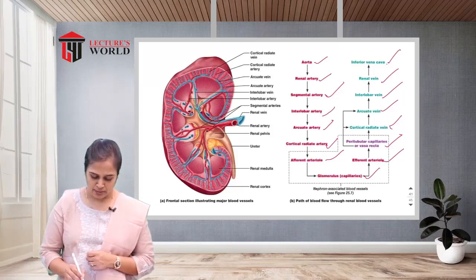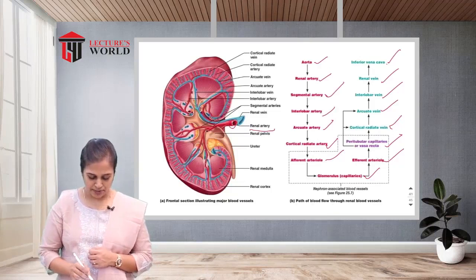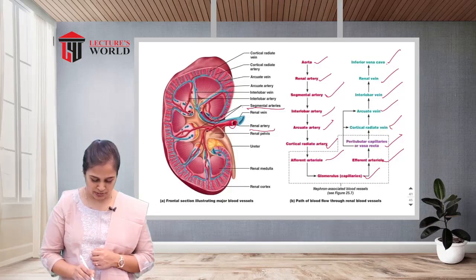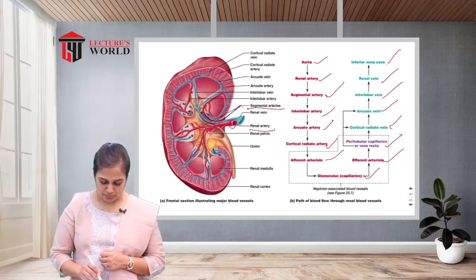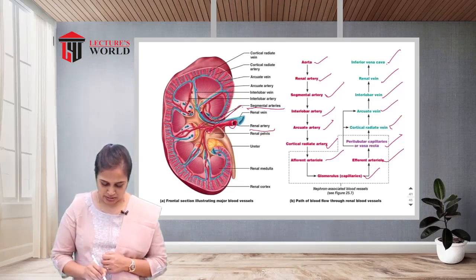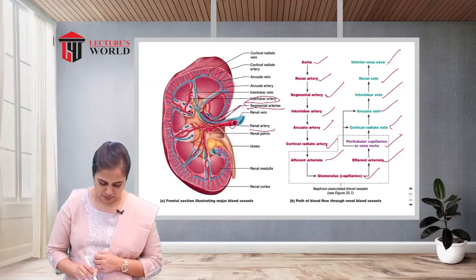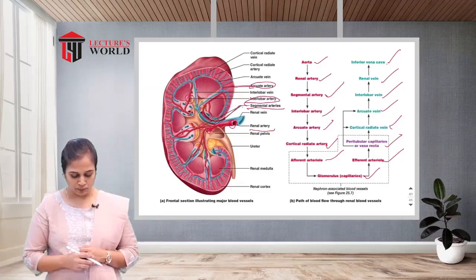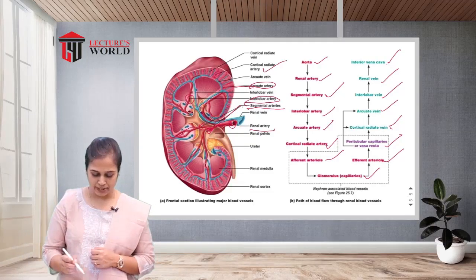So now we will see it in the image. From the aorta, the kidney receives blood into the renal artery. This is the renal artery. The renal artery branches and converts into the segmental arteries. You can see these are the segmental arteries. From the segmental arteries it goes into the interlobar arteries. From the interlobar arteries it goes into the arcuate arteries, and then into the cortical radiate arteries. These are the cortical radiate arteries.